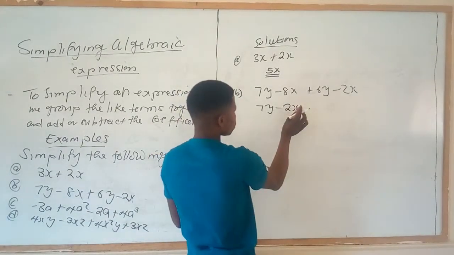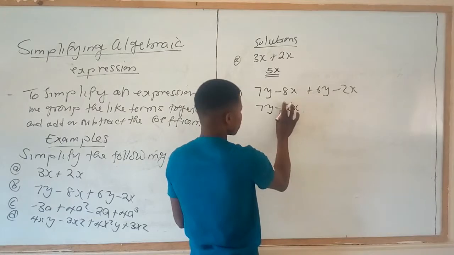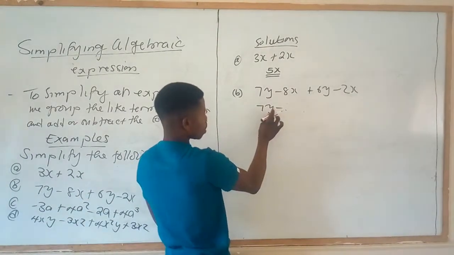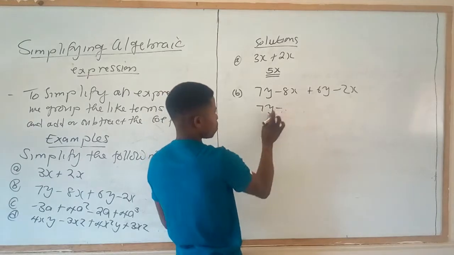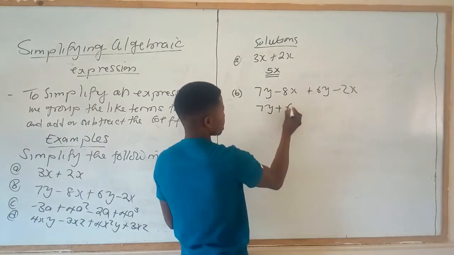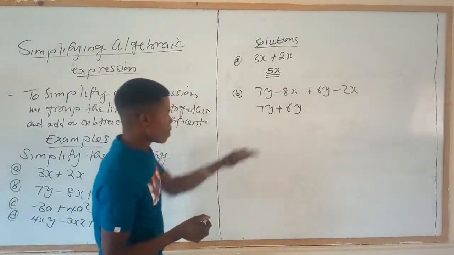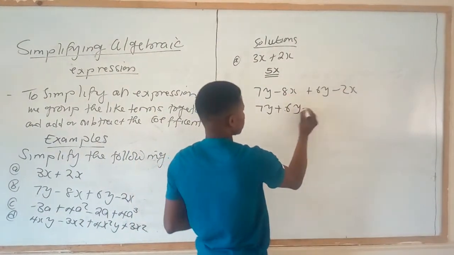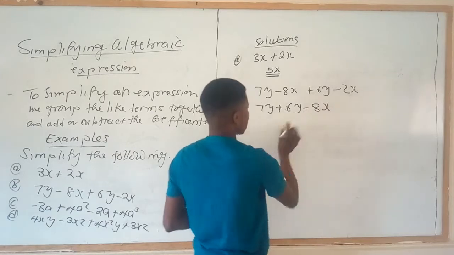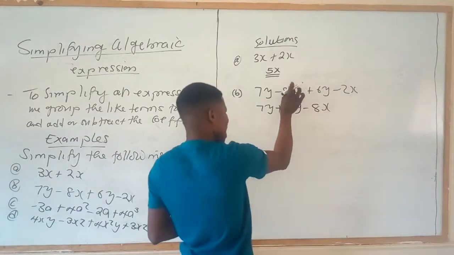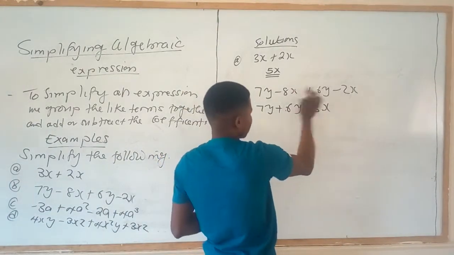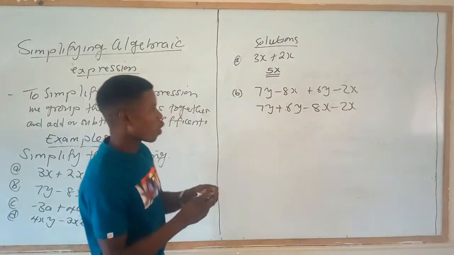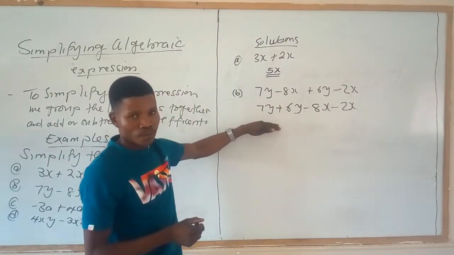Sorry, here, we are going to get the term with the same variable, which is y, which is 6y, like that. Then after that, we write either this one or that one. So here we can write minus 8x, and then we bring another term with the same variable x, which is minus 2x. In this way, we have grouped the like terms together.